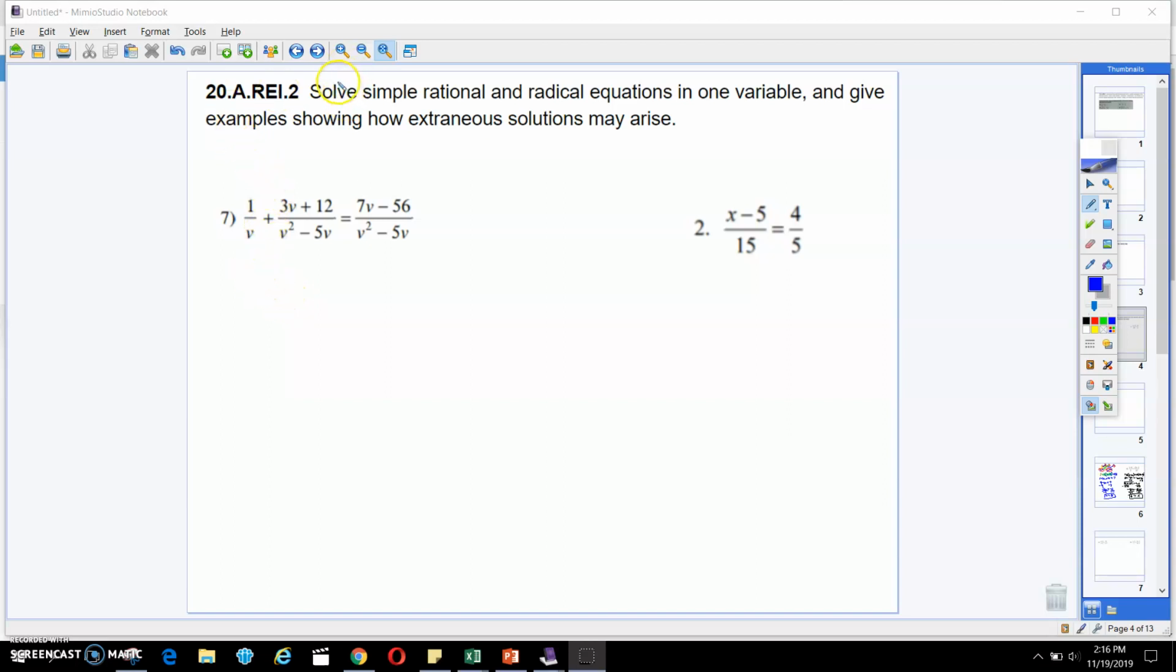So AKS 20 is about solving. So you're trying to figure out what v is going to equal. So the first thing I'm going to do is I'm going to factor this out. So that's going to give me v times v minus 5.